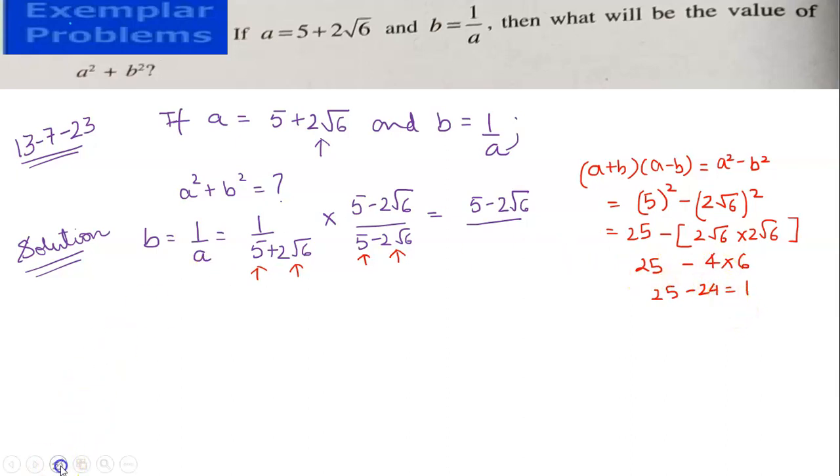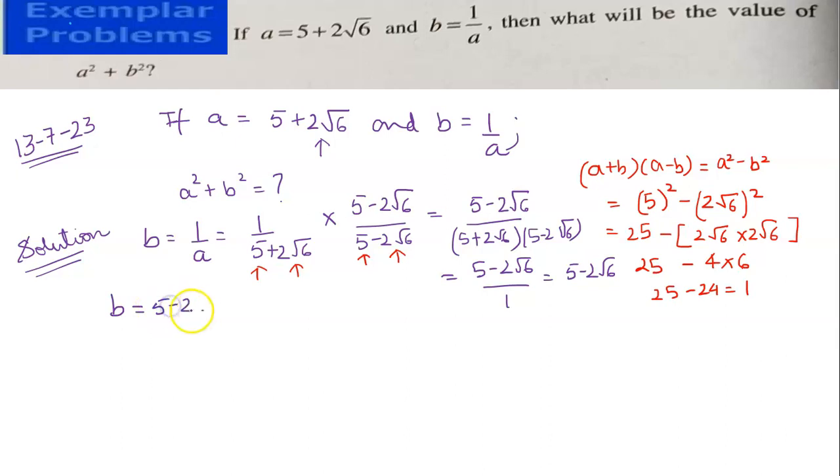So I'll change the ink and continue with the same pen. So a plus b into a minus b. This value will be how much? 5 plus 2 root 6 multiplied by 5 minus 2 root 6, which is equal to 5 minus 2 root 6 upon 1. So upon 1 I will write this 5 minus 2 root 6. I hope till here it is clear. Go through it. Alright students, till here it is clear. So what is the value of b? So value of b is equal to 5 minus 2 root 6.